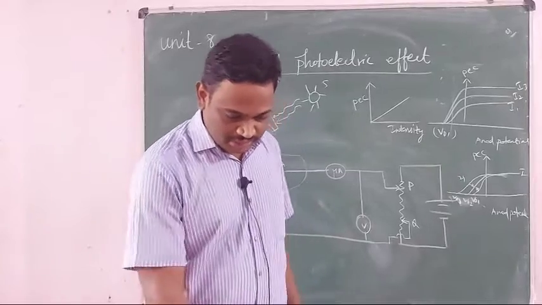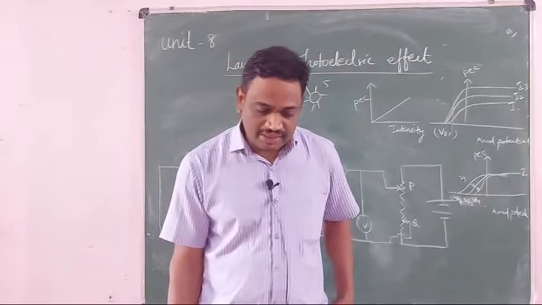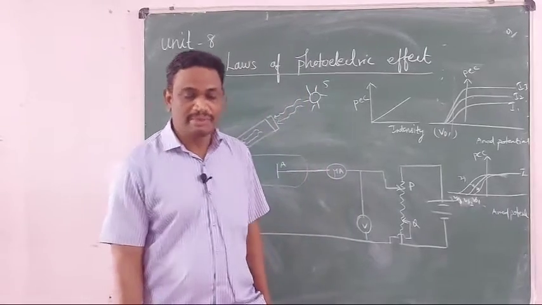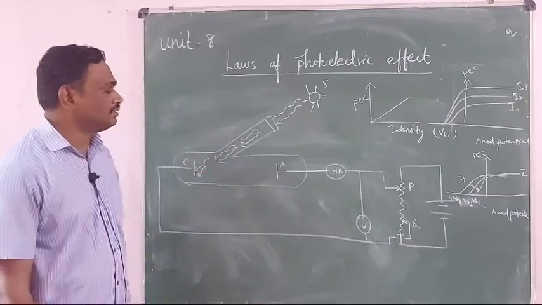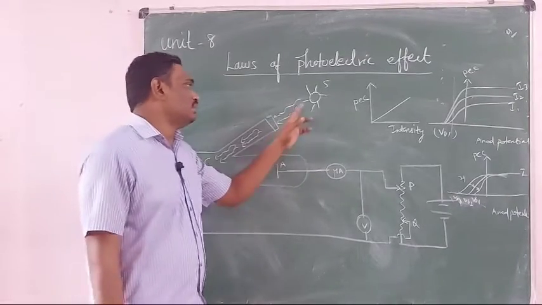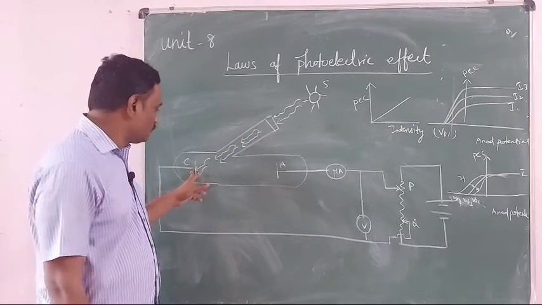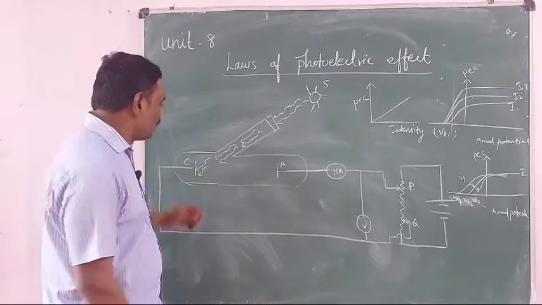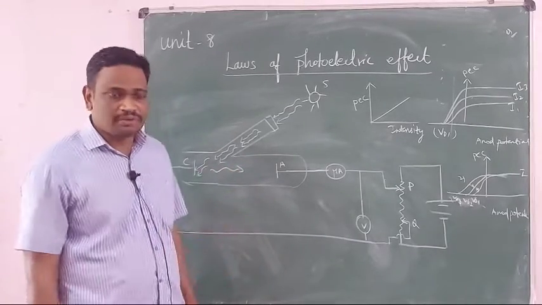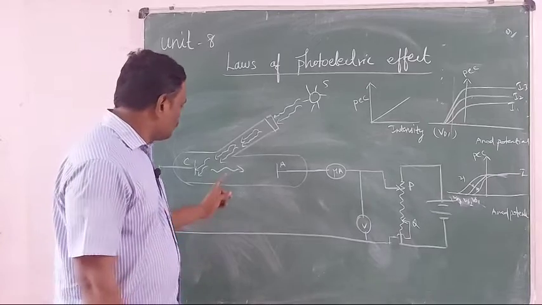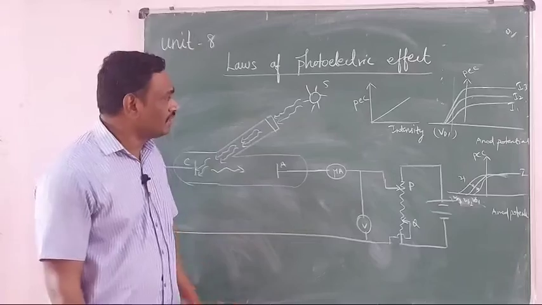The first law is, for a given frequency of incident light, the number of photoelectrons emitted is directly proportional to the intensity of incident radiation. See here, whenever the radiation falls on a cathode, that is a photosensitive material, it will eject electrons from the metal surface. This effect is called photoelectric effect. The current due to the photoelectrons is called photoelectric current.